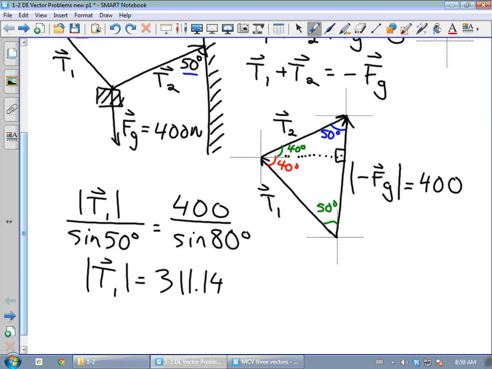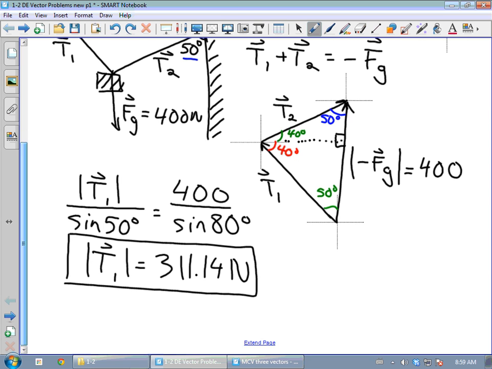And that's not much of an N. Okay? So that is the tension in one of my ropes. Now when they ask for tension, you only ever have to give the magnitude of this force because the direction is sort of assumed to be wherever the rope is pointing.